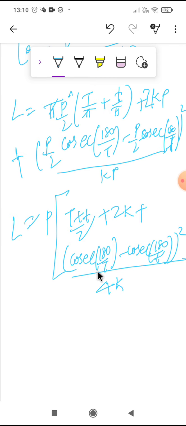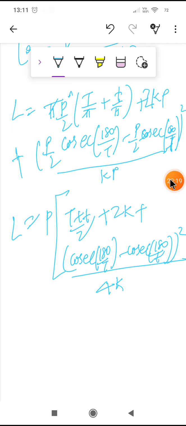So you must be wondering where this p went. Now as you can see, if you take p from this bracket outside, it will be p square. So here p square and here p, so p gets cancelled, and you are left with p. What you have taken as common outside, you are left with only k. So this is the final length of the chain drive.